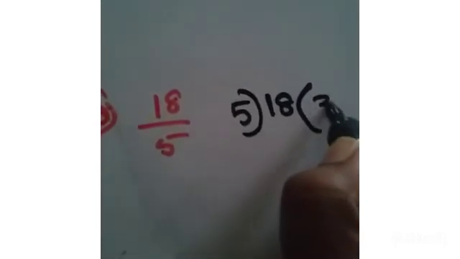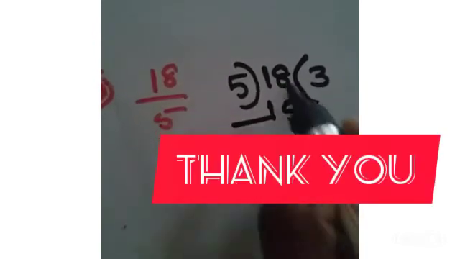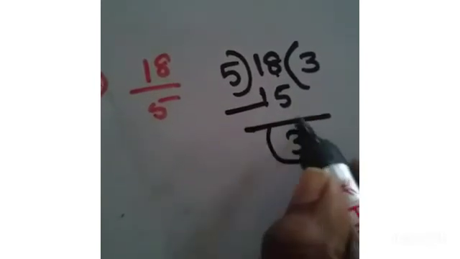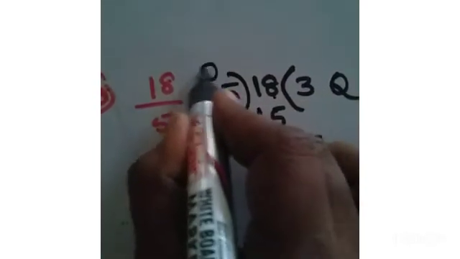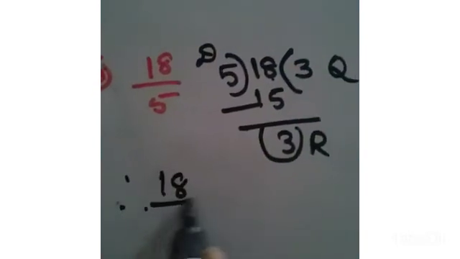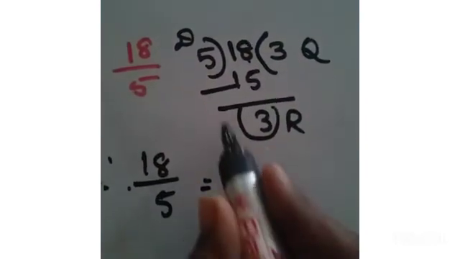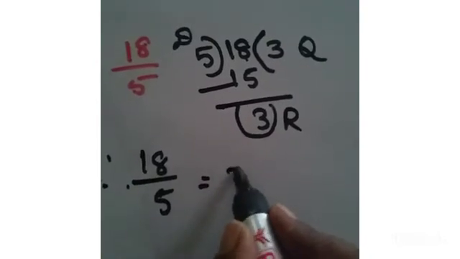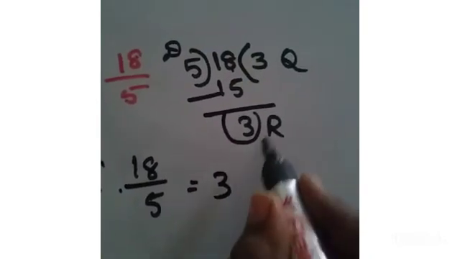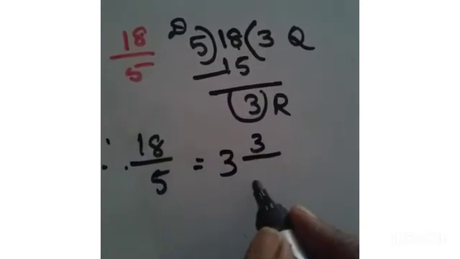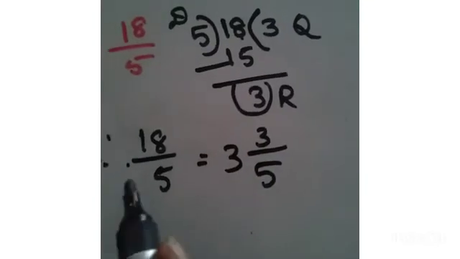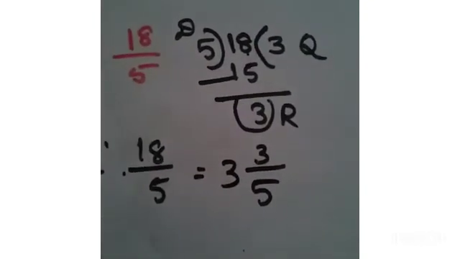Next, 10th one, 18 by 5. 5 3s are 15. 8 minus 5, 3. 1 minus 1, 0. 3 is the remainder, 3 is the quotient, divisor is 5. Therefore, 18 by 5 is equal to: quotient should be written as the mixed number, remainder in the place of numerator, and divisor in the place of denominator. Remaining 11th and 12th problems, write in your homework book.